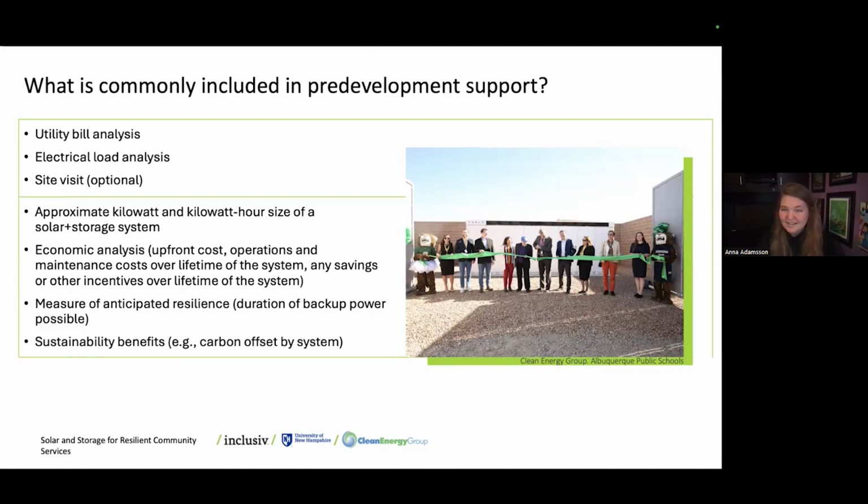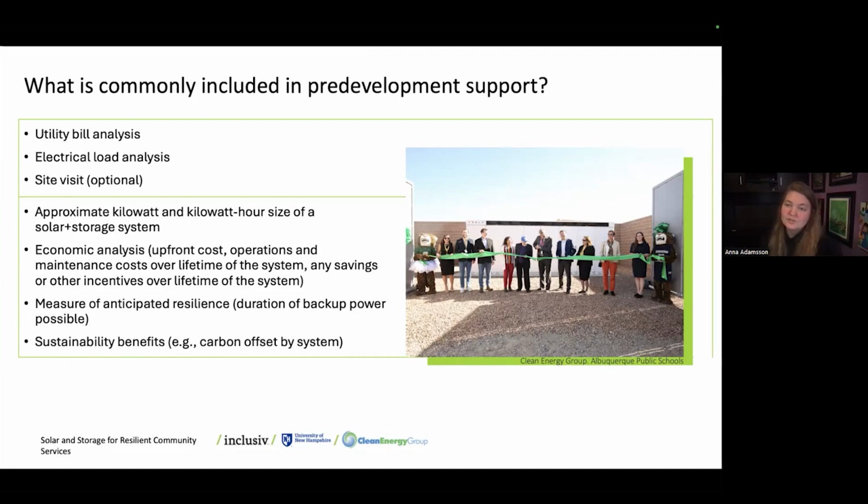The second bucket is the information that you will receive from the technical assistance provider. Firstly, they will size the system and tell you what size in kilowatt and kilowatt hours of solar and battery storage you will need for your facility. Secondly, they will include an economic analysis telling you how much the system will cost, both upfront as well as what the operations and maintenance of the system will look like over the lifetime of the system.